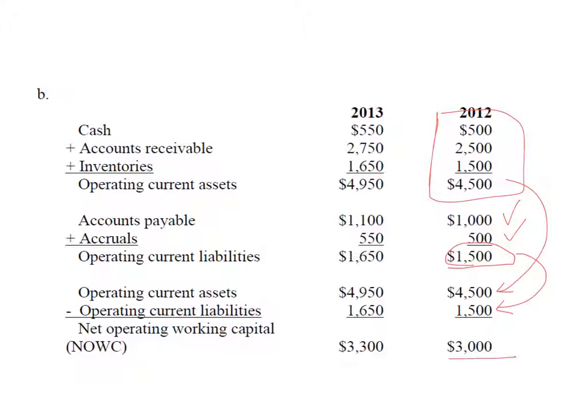We can use the same idea, but just use the numbers from different years. For 2013, total operating current assets is 4,950, and that's from here. Total operating current liabilities is 1,650, from here. And the difference is 3,300.